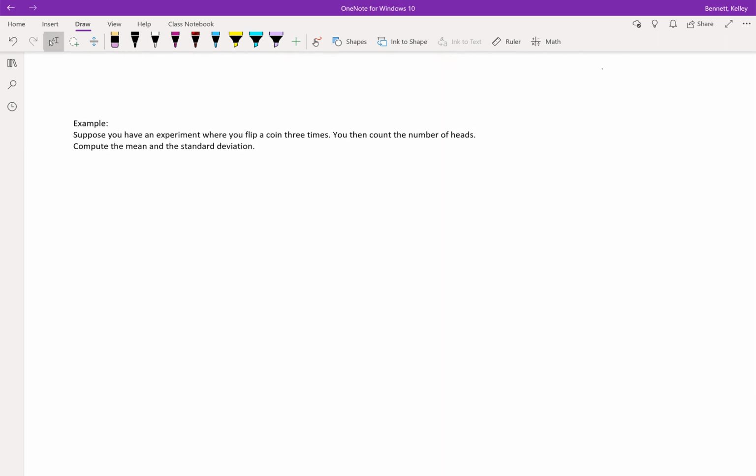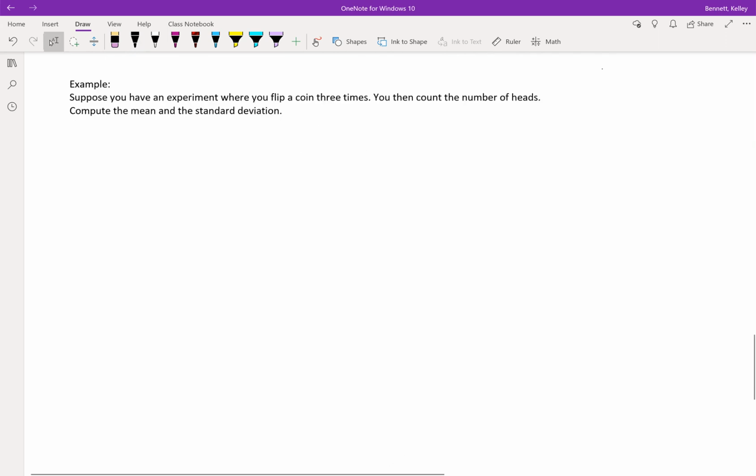Suppose we have an experiment where we flip a coin 3 times, and then we're going to count the number of heads in these 3 flips, and we want to compute the mean and the standard deviation. So the idea here is first we have to identify the variables. So x is going to be the number of heads when flipping a coin 3 times.